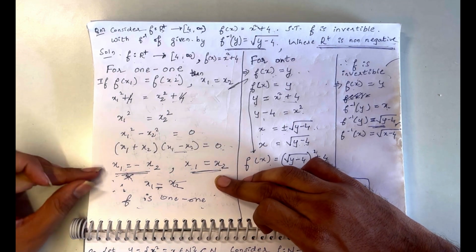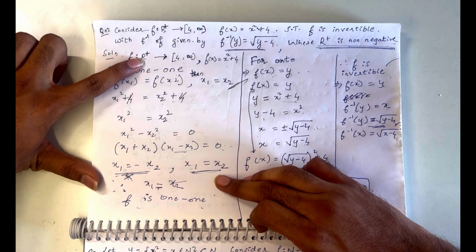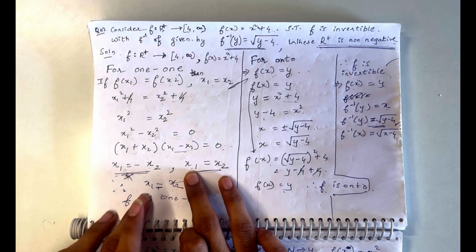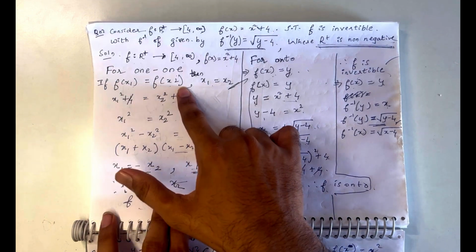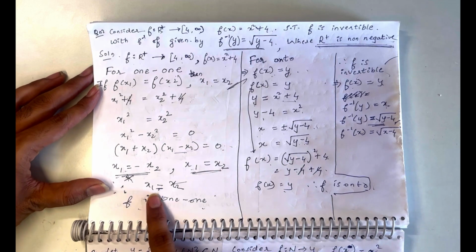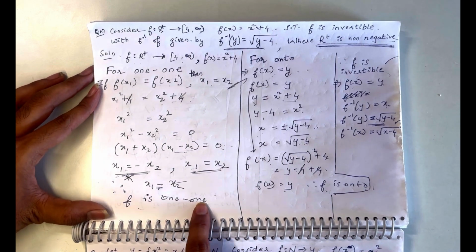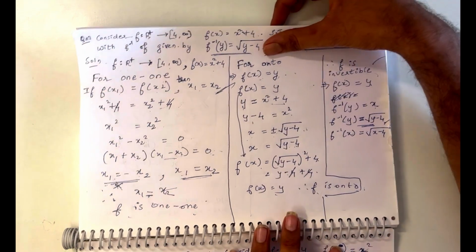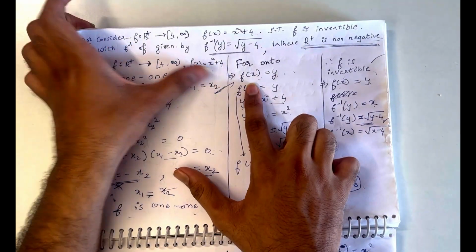We have two values. Now because my domain is positive, we are not considering the negative value, so therefore x1 is equal to x2. My condition was, if f of x1 is equal to f of x2, then x1 should be equal to x2. So my final answer is x1 is equal to x2. Therefore f is one-one.